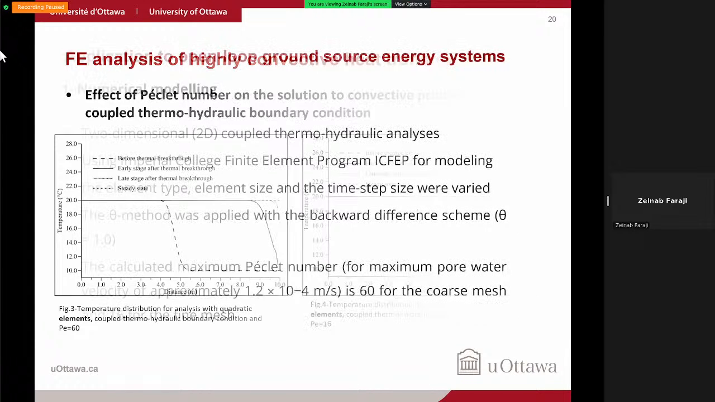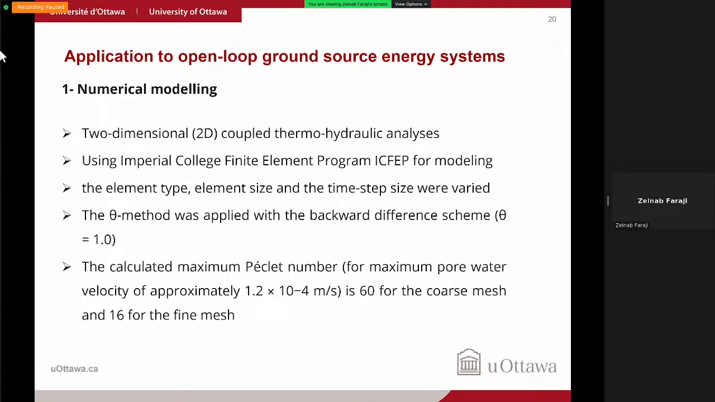So here we can see the modeling considerations. The model is a two-dimensional coupled thermohydraulic analysis, using the Imperial College Finite Element Program for modeling, and the element type, element size, and time step size were varied. The theta method was applied with the backward difference scheme, and the maximum Peclet number is 60 for the coarse mesh and 16 for the fine mesh.